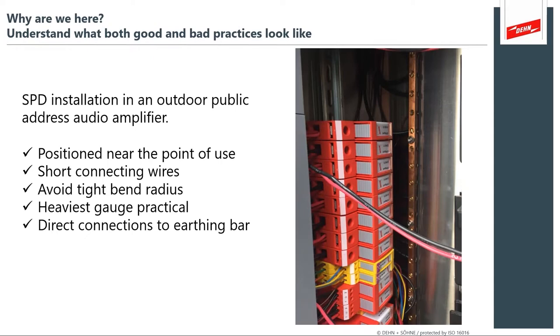So why are we here? To understand what good and bad practices look like. So an installation in an outdoor public audio amplifier cabinet, we want to look at this because this is a really good example. Position near the point of use, check. It's in the cabinet with the amplifiers. We're using short conductors to connect the wired systems together. Check. You can see it's right in the same cabinet. We avoid tight bend radius, check. We're using the heaviest gauge that is practical, check. And we have direct connections to the earthing bar for best control of those voltages. So this is the use of surge protection devices as an equipotential bonding method.